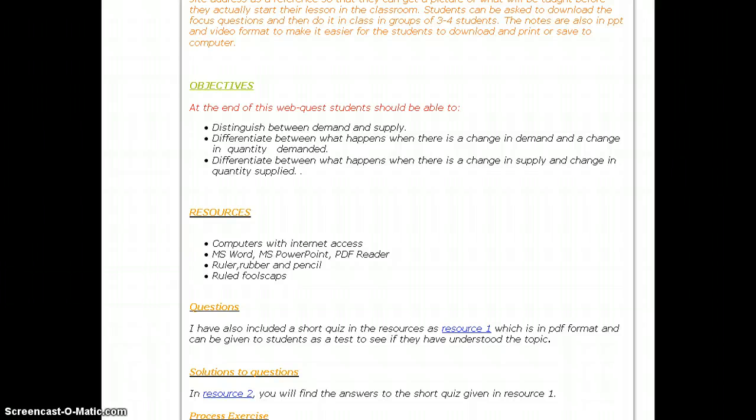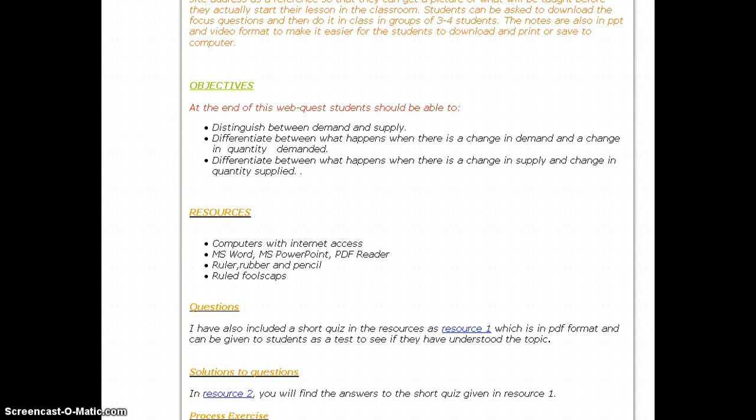Some of the resources that are needed while doing this Webquest are computers with internet access, MS Word, MS PowerPoint and PDF reader, a ruler, rubber and pencil, and ruled foolscaps.